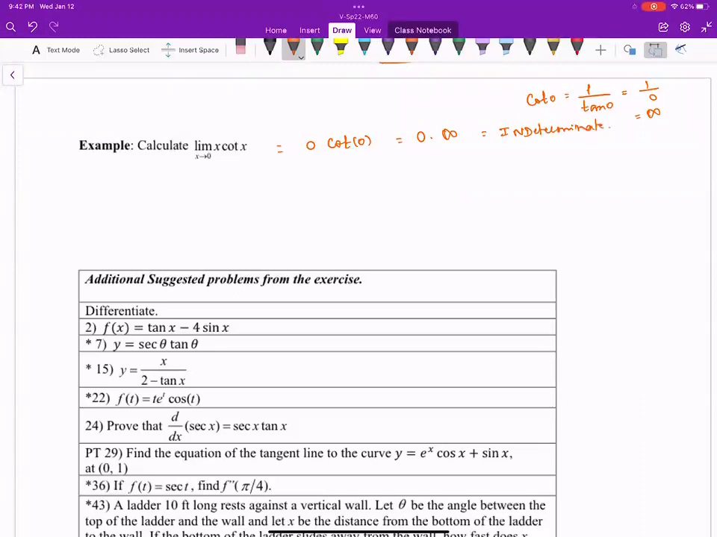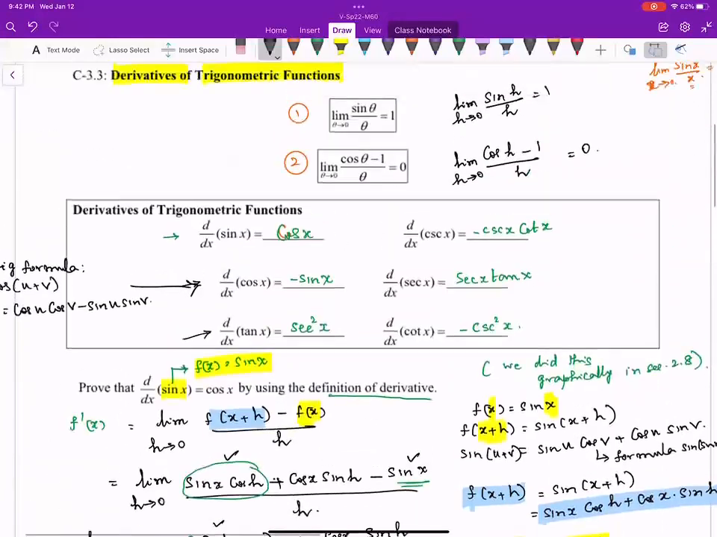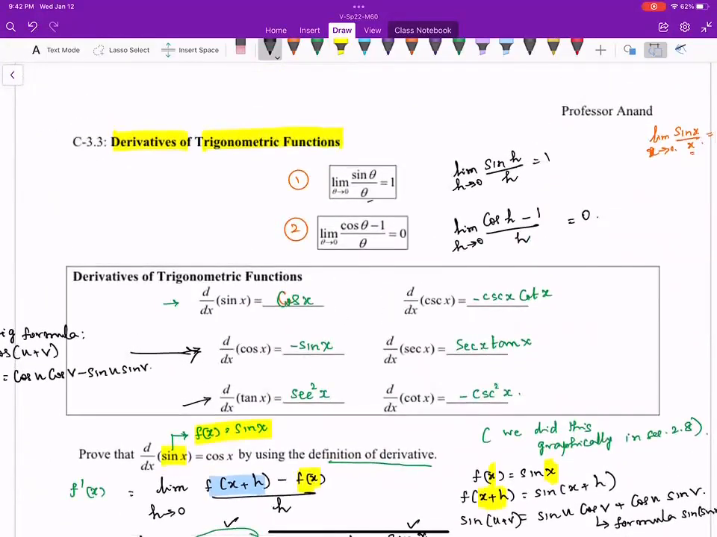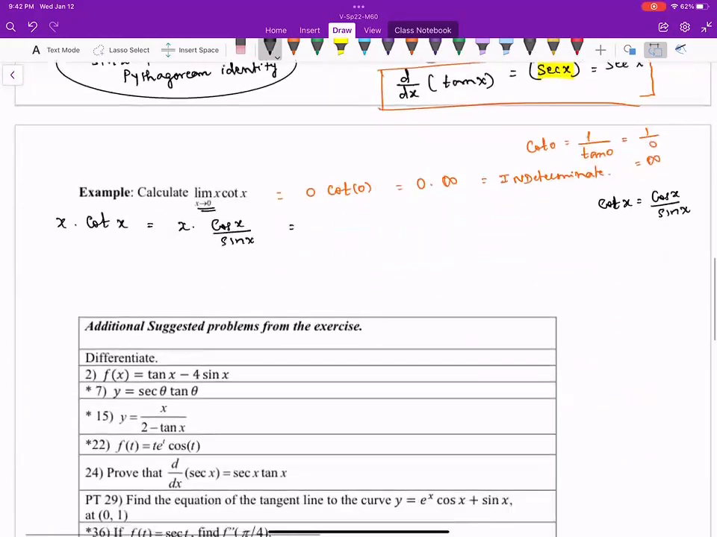So we cannot keep the expression as is. Let's do some algebra here before we get to the limit as x approaches 0. x times cotangent x is x times cosine x over sine x. Cotangent x is cosine x over sine x, right? That's what I'm using. And I'm also going to make use of the fact that sine x over x equals 1 as the limit as x approaches 0. We are going to use that fact.